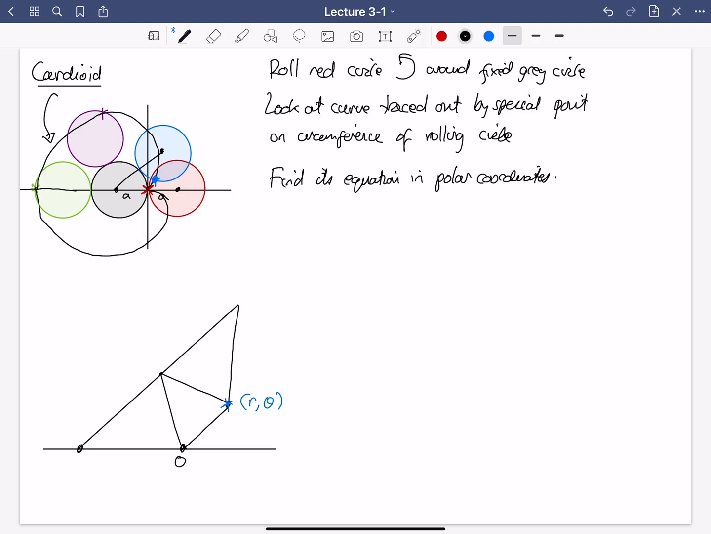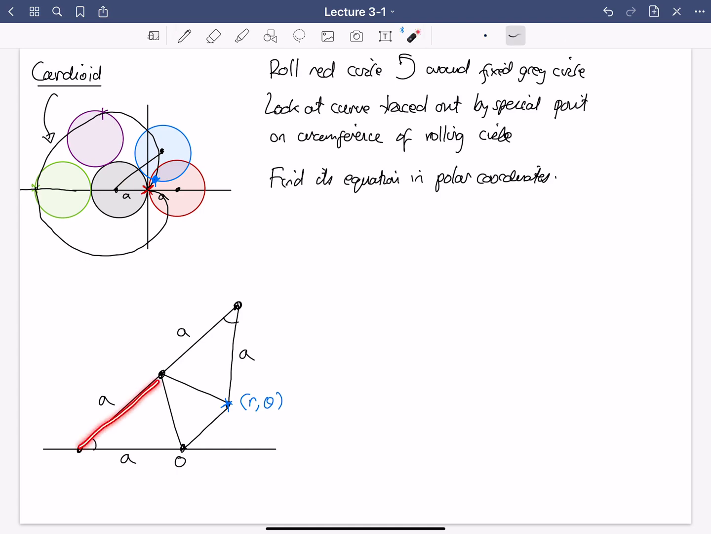And let me see, this is the center of the gray circle. This is the center of the blue circle. This point here is exactly where the blue and the gray circle touch. So that's a radius, that's a radius, that's a radius, and that's a radius. And because there's no slippage between the blue circle and the gray circle, that arc length along the gray circle and that arc length along the blue circle are exactly the same. So that tells you that that angle and that angle are both equal. So that's that angle and that angle in my picture.